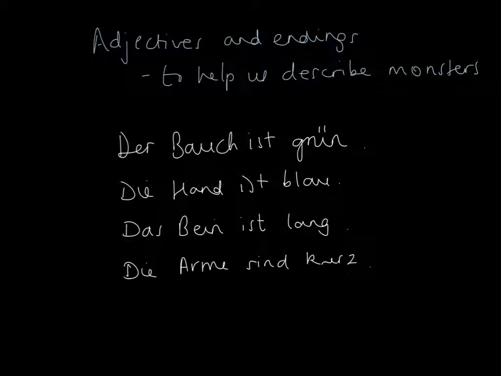But today I'm going to show you how to say he has or it has or she has a green stomach. She has a blue hand. We have a long leg. They have short arms. So in the sentences we are about to build, the adjective, i.e. green or blue or long or short, is going to move in front of the noun.